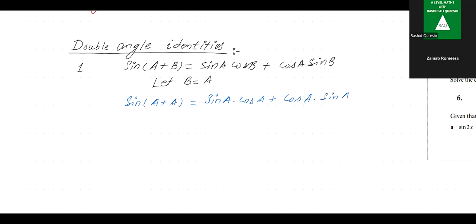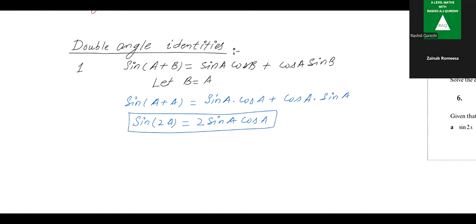So you have a very important result. Sine of 2A is equal to 2 times sine of A into cos of A. This is called the double angle identity of the sine. No doubt this identity is already in your formula sheet, but we have to use this one a lot.